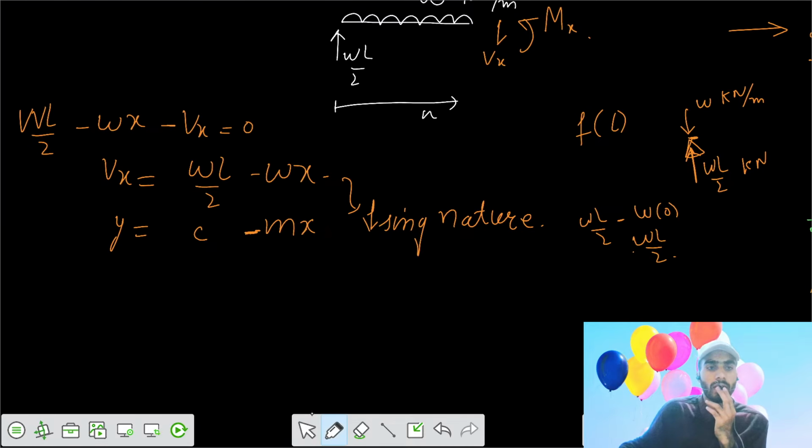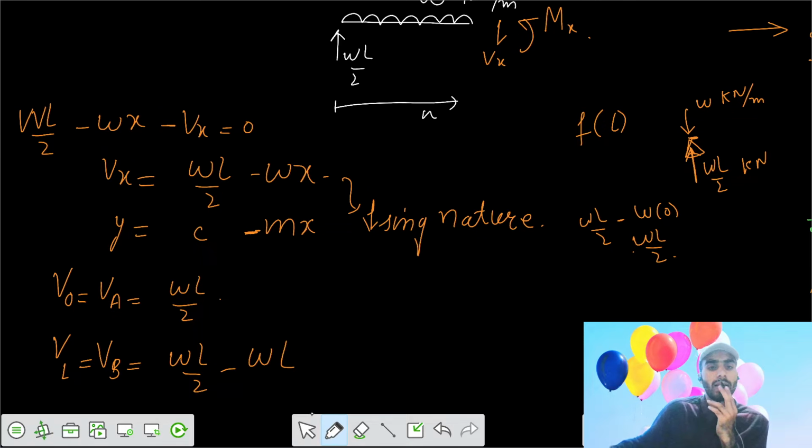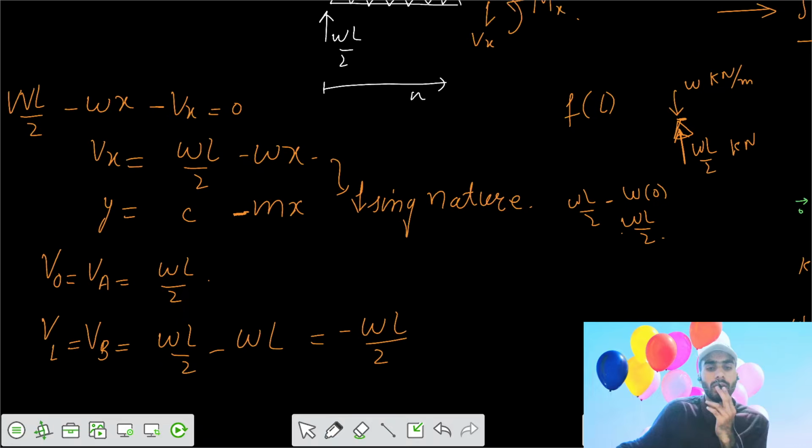Say now we want to calculate the shear force at x equals 0. That is equal to the shear force at A, which equals WL by 2 minus 0. And the shear force at x equals length L, that's also called the shear force at B, equals WL by 2 minus W into L, which we get as minus WL by 2.